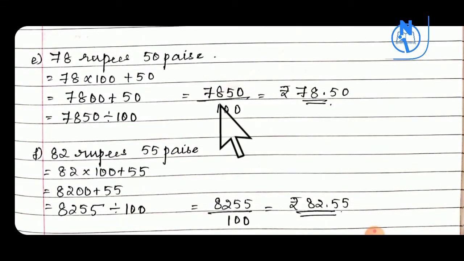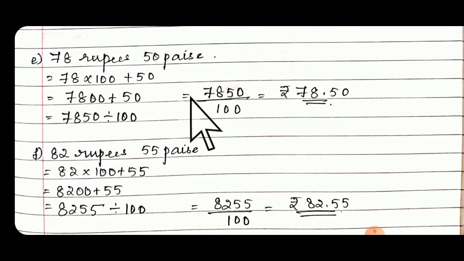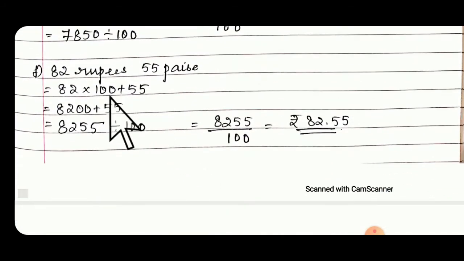Do E and F. 78 rupees and 50 paise is given. So first convert into paise. 78 rupees to be multiplied by 100. So it becomes 7800 plus 50. So the whole thing gets converted into paise. Now it is easy to divide by 100. So keep the decimal point after 78. So it becomes 78 rupees and 50 paise. For the F1 also, first do the conversion and then divide.